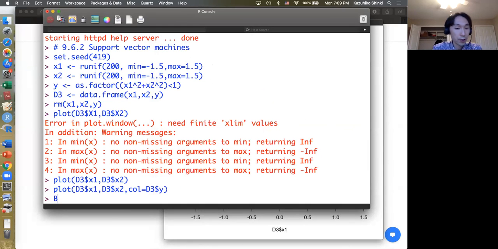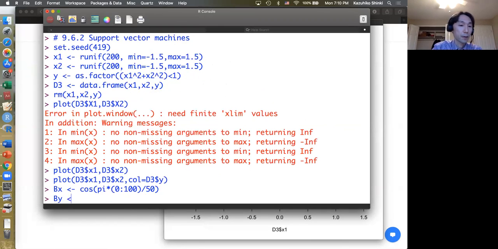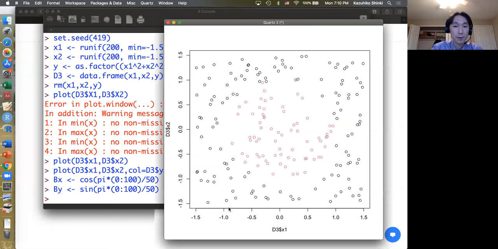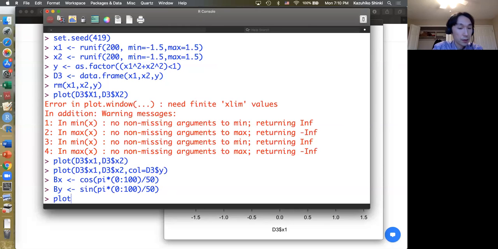You can, of course, describe the boundary, b of x, the boundary for the x-axis, 0 to 100 over 50. So this is just cosine 0 to cosine 2 pi with 101 data points, and the sine also. Originally we have the plot here, and now we are doing the regression analysis.